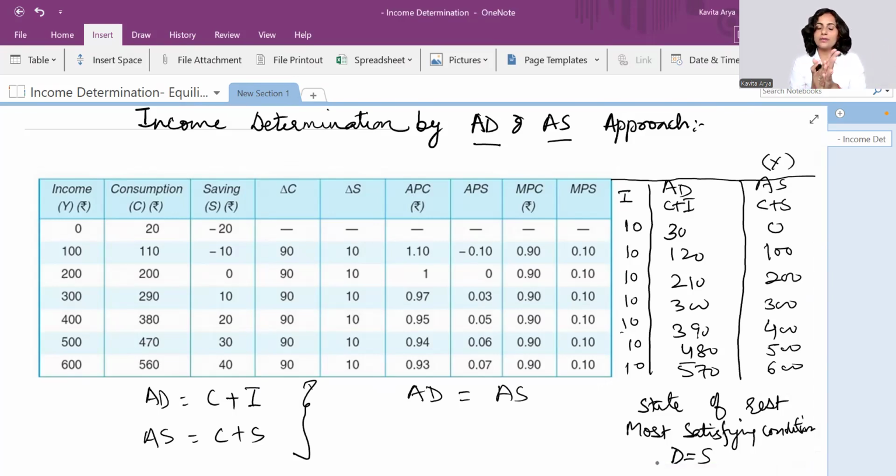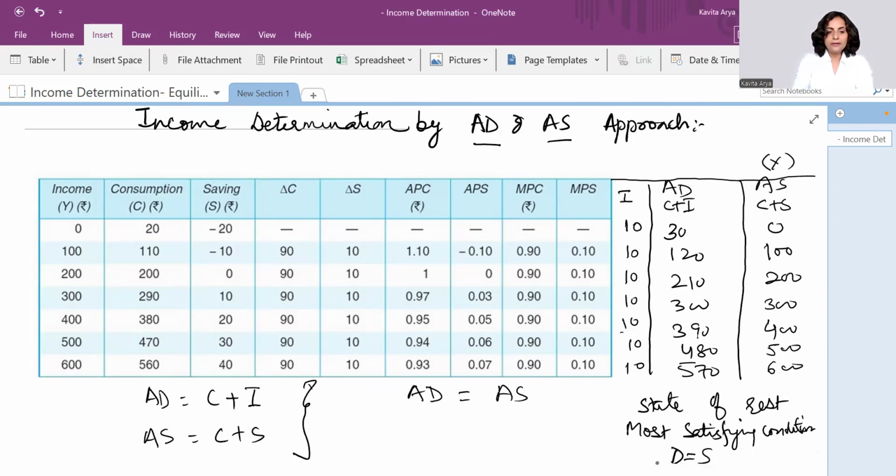And whenever, for a 6 marker, we have to elaborate on any concept in economics, what do we do? We state the same, we try to give the assumptions, we give it with the help of a schedule and curve along with the explanation. So how do we define it? This is a stage where AD is equal to AS, that is equilibrium, right? So this is the definition. The schedule has been made right in front of you. I'll be drawing the curve and then we'll find the explanation also.